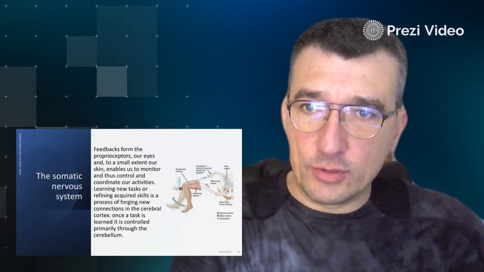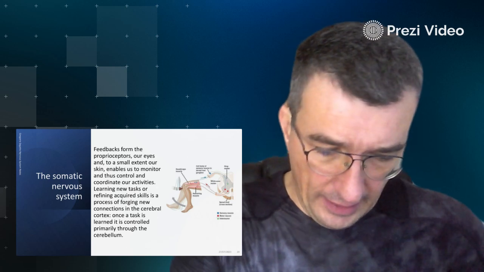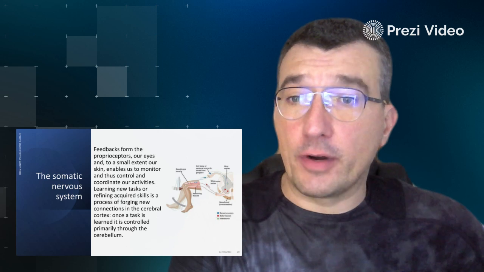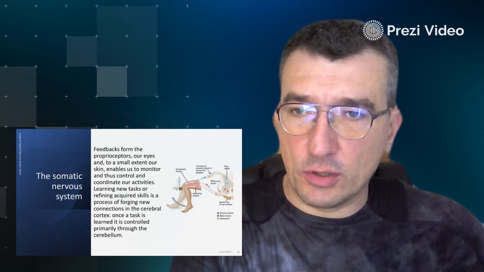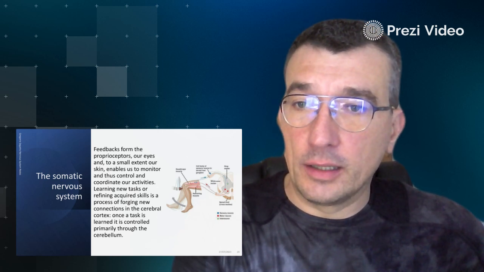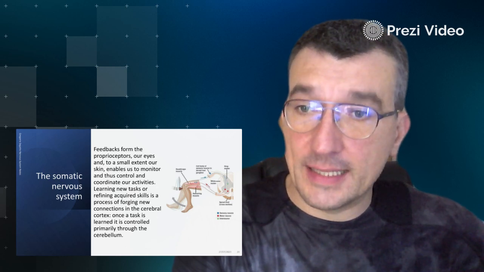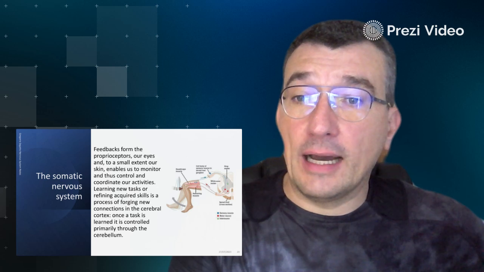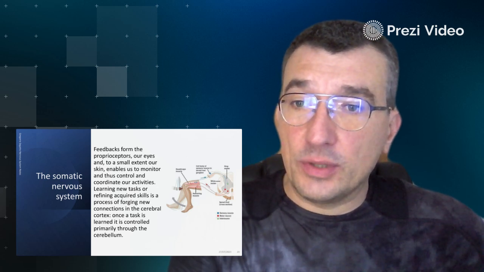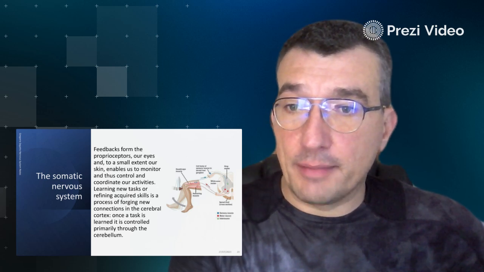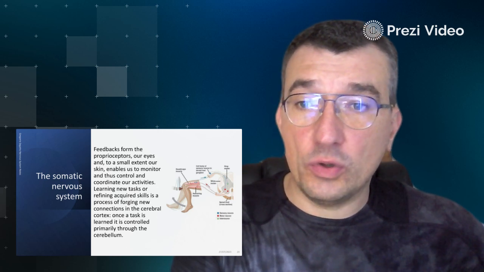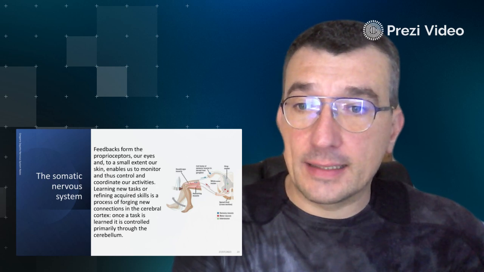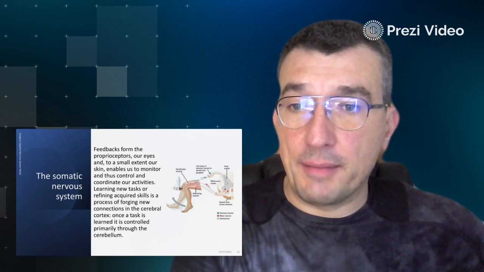So the somatic nervous system, soma means body in Greek. Feedback from the proprioceptors, our eyes, and to a small extent our skin, enables us to monitor and thus control and coordinate our activities. Learning new tasks and refining acquired skills is a process of forging new connections in the cerebral cortex. Once a task is learned, it is controlled primarily through the cerebellum.